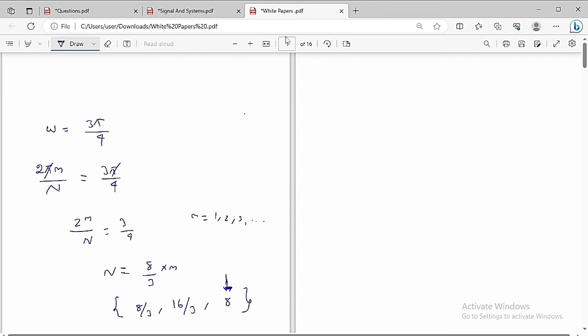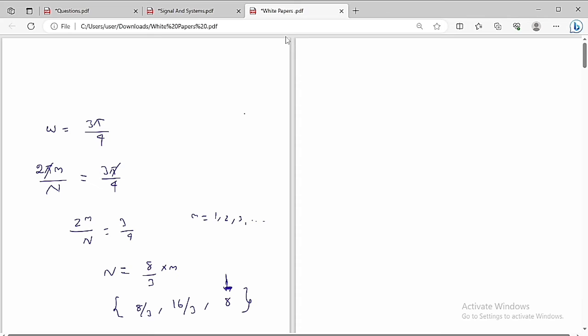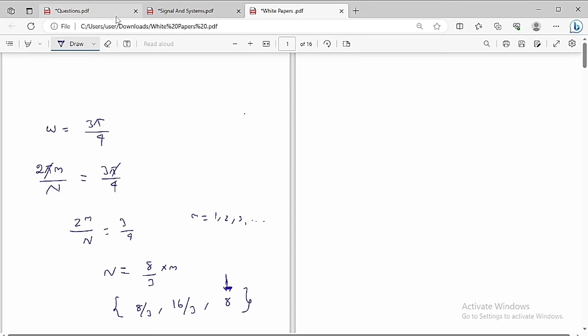What I am trying to do is very simple. We have to multiply by the integer starting from 1, 2, 3 and so on until we get an integer for the period. So n is equal to 8 is the fundamental period of this signal. So this is the correct solution of this question.